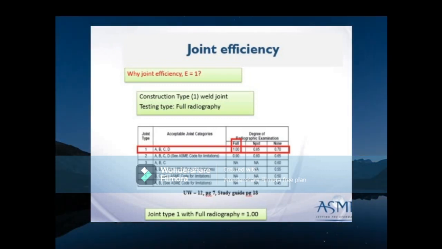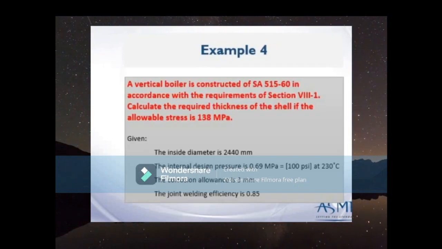Efficiency. Joint efficiency is a concept found in several API and ASME codes. Table UW-12, PG 7. It is a numerical value which represents a percentage. Refer to example 3, joint efficiency E equals 1. Refer to the table. Construction type, Type 1 weld joint. Testing type, full radiography.